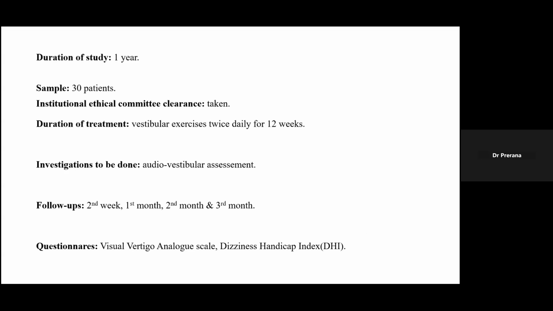Regarding the duration of treatment, vestibular rehabilitation exercises were advised on a twice daily basis to the patient for 12 weeks. The basic investigations we included were audiovestibular assessment, and the patient was called for follow-up at the end of the second week, first month, second month, and third month. During the subsequent visits, we gave the patient a questionnaire which included the visual vertigo analog scale and the dizziness handicap inventory score.